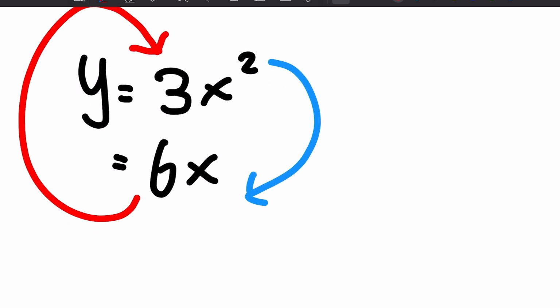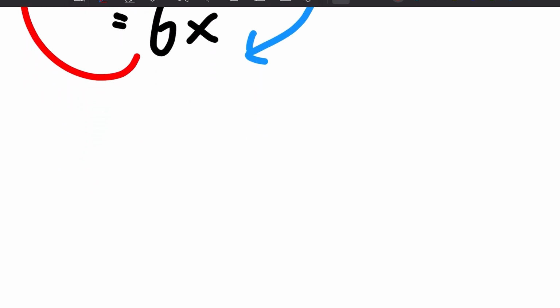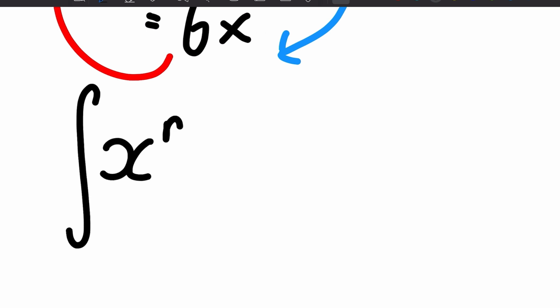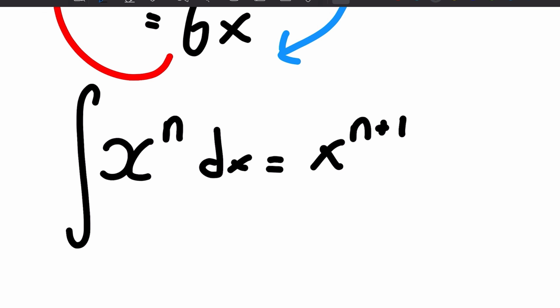So first of all, I'm going to show you what the sign looks like first. So to find the integral of something, we'll say the integral of x to the n dx, this is with respect to x, I'll explain this a little bit, is equal to x to the n plus 1 over n plus 1.